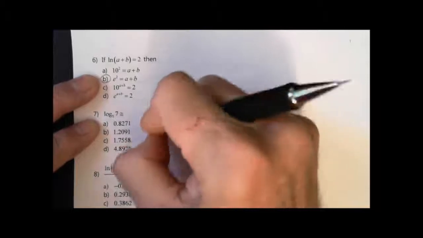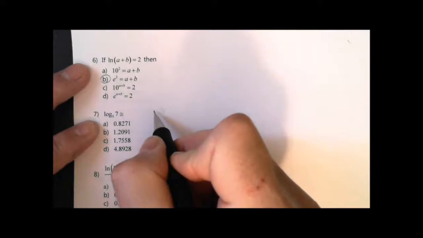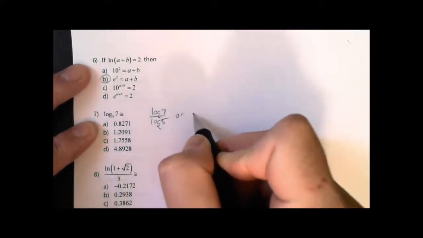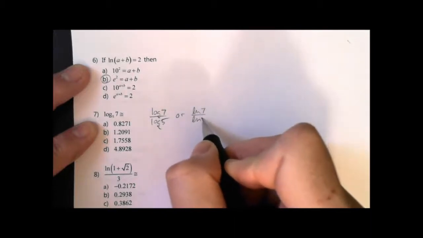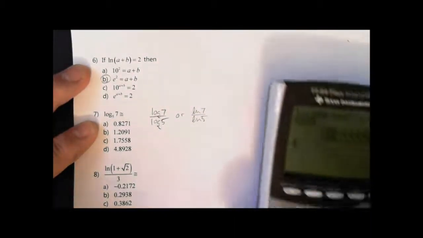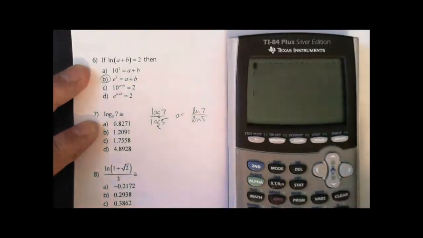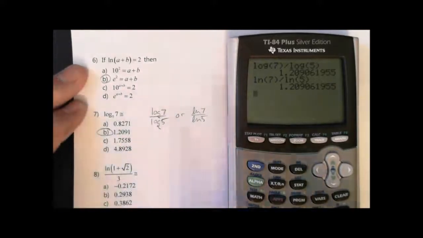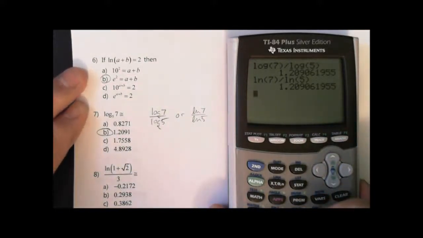And this one would be the log of 7 over the log of 5, or the natural log of 7 over the natural log of 5. Either of those would give you the right answer. We can check that the log of 7 divided by the log of 5 is 1.2091, and the natural log of 7 divided by the natural log of 5 is the same number, 1.2091 to the nearest 10,000th.